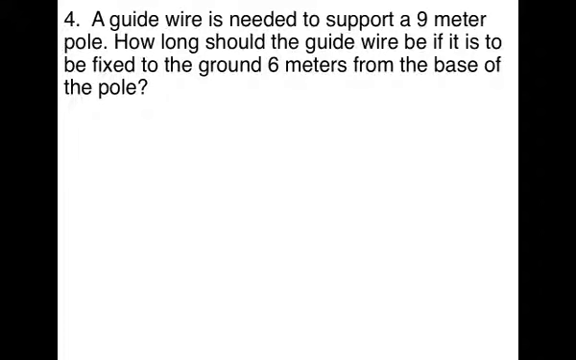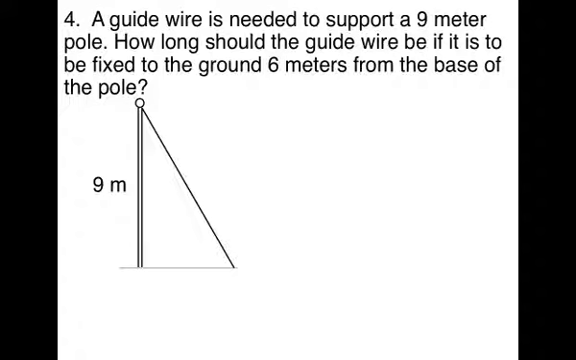Number 4. A guide wire is needed to support a 9-meter pole. How long should the guide wire be if it is to be fixed to the pole, fixed to the ground 6 meters from the base of the pole? So here's our pole. We're going to attach a wire to it. We know the pole is 9 meters tall. We know that we want it to be 6 meters away from the base of the pole. So I'm looking at what looks like a right triangle here.